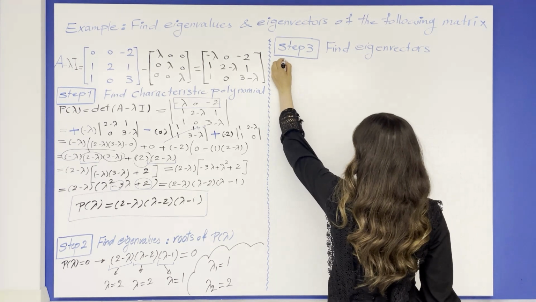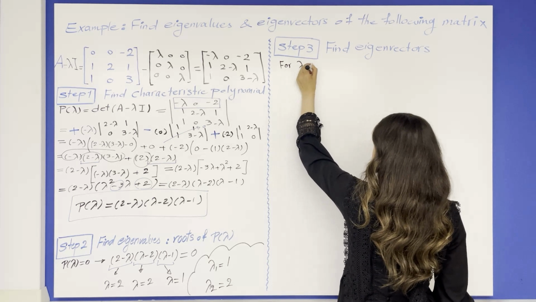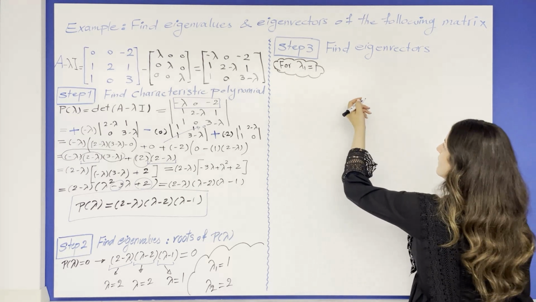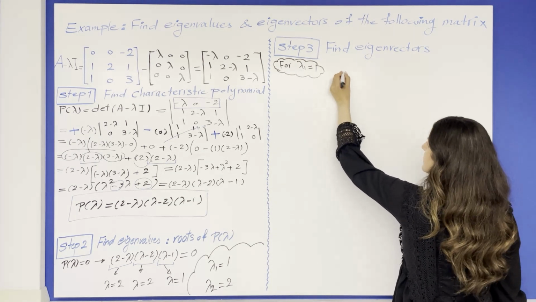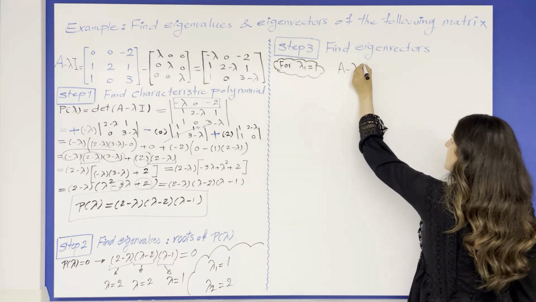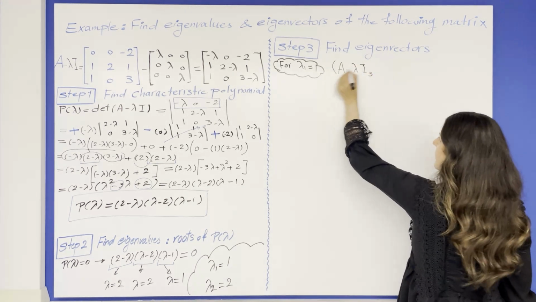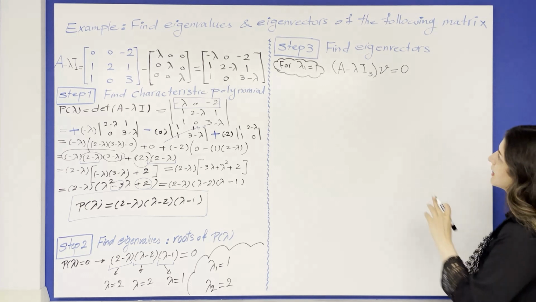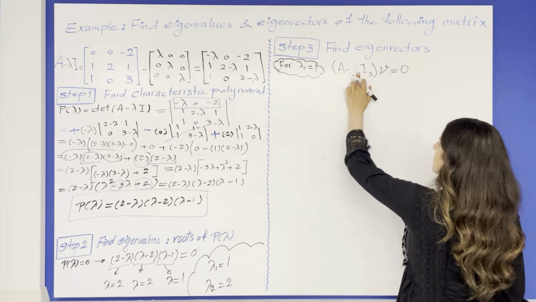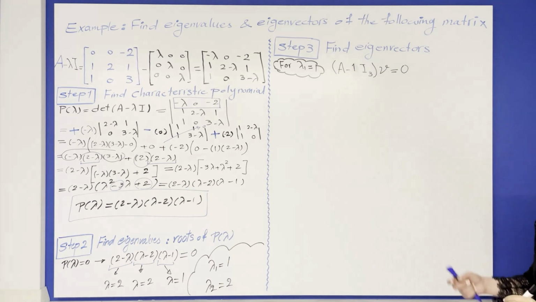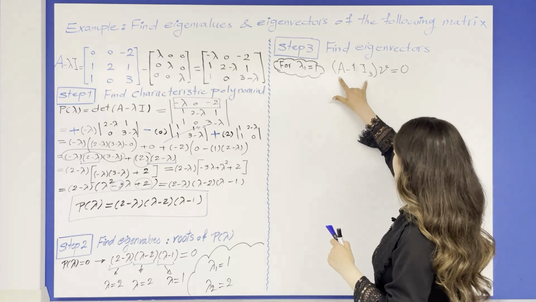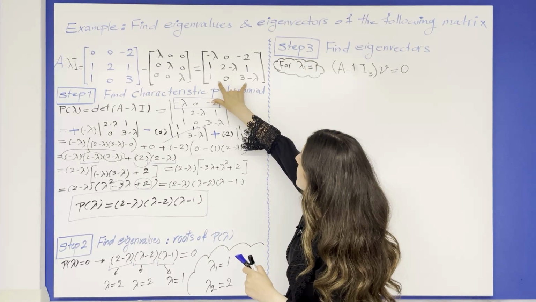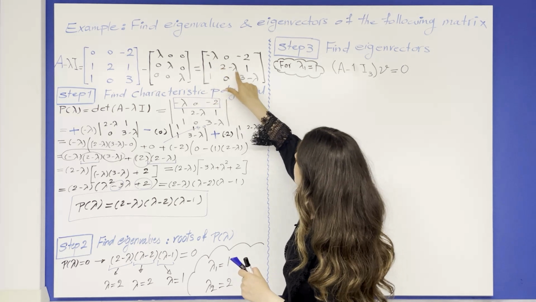So for lambda 1 being 1, I form this homogeneous linear system, A minus lambda times the identity of the same size as the matrix A, times a vector v, being equal to 0. This is vector 0, right? So in this case, lambda is 1, so I replace it by 1, okay? So this matrix is going to be exactly the same as this matrix. This is A minus lambda I, right? Here, I'm going to replace lambdas with 1.